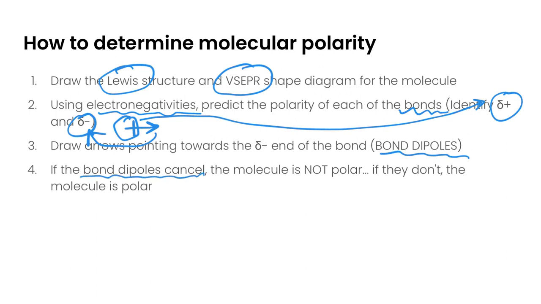Now, if the bond dipoles cancel, and we have to think about this in three-dimensional space, then the molecule is not polar, or we would say it's non-polar. And if they don't cancel, then the molecule is polar. So let's work through a couple of examples.